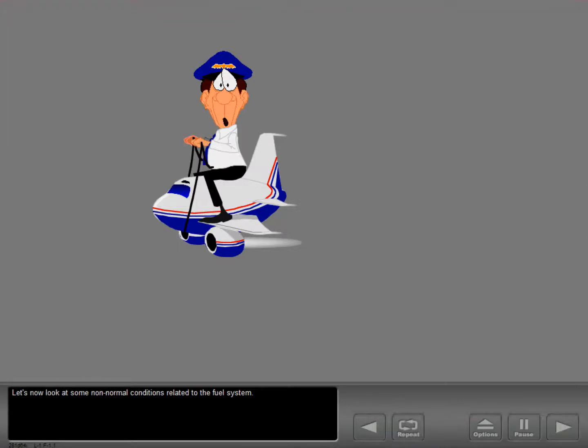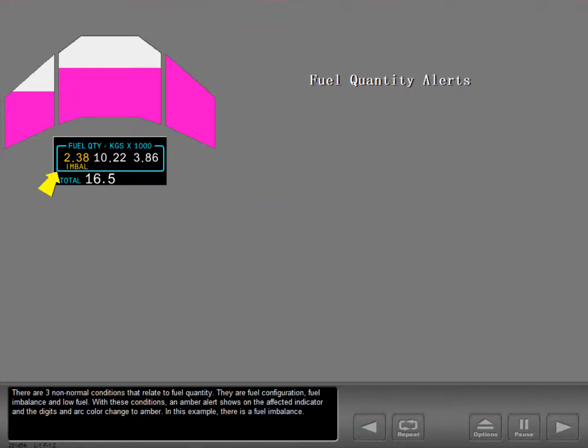Let's now look at some non-normal conditions related to the fuel system. There are three non-normal conditions that relate to fuel quantity. They are fuel configuration, fuel imbalance, and low fuel. With these conditions, an amber alert shows on the affected indicator and the digits and arc color change to amber. In this example, there is a fuel imbalance.